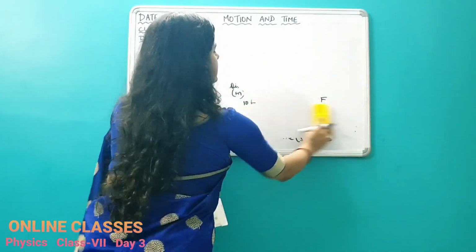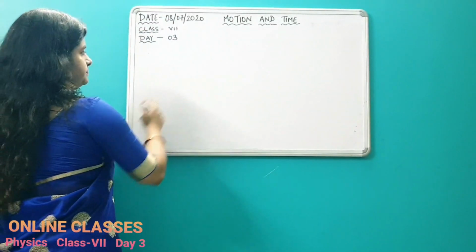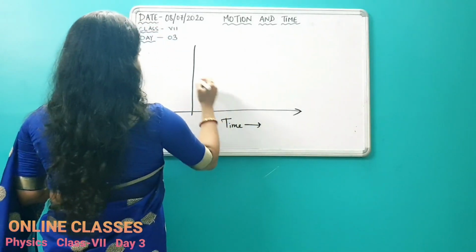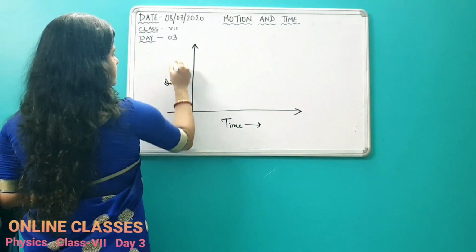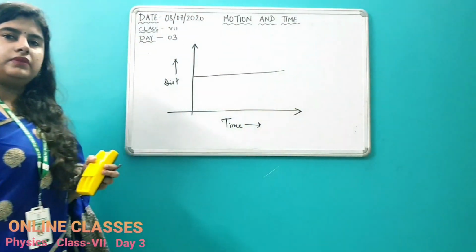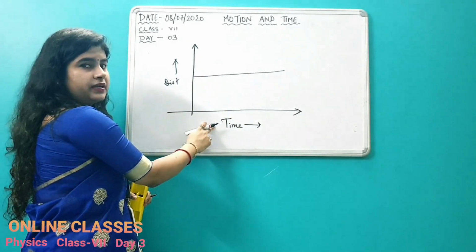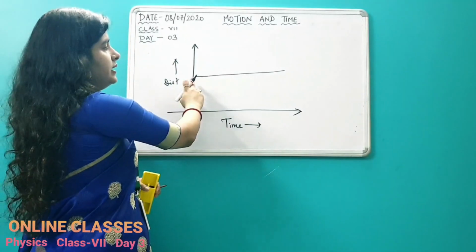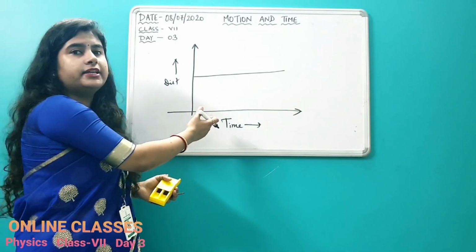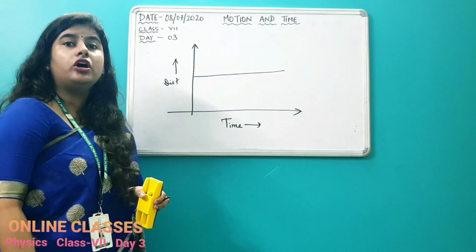Supposing I give you a graph like this. Again, this is the time in the x-axis and this is your distance in the y-axis. And this is your graph. You can see I have drawn a straight line which is parallel to the time axis. Can you tell me what this graph tells us? What information do you get from this particular diagram? Yes, it means the body is not moving.